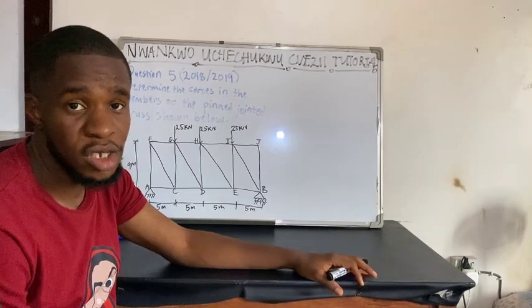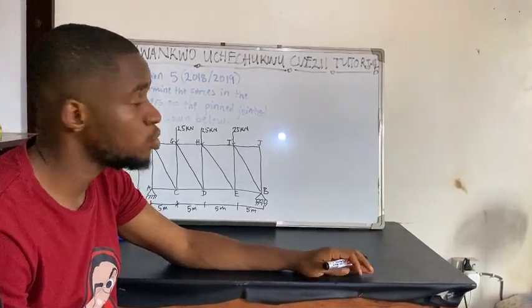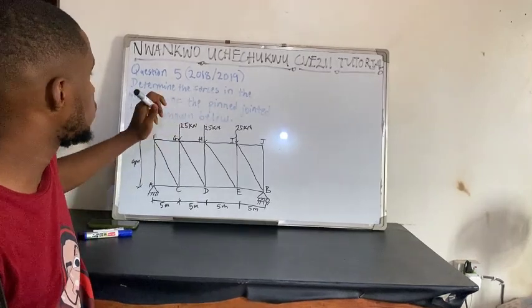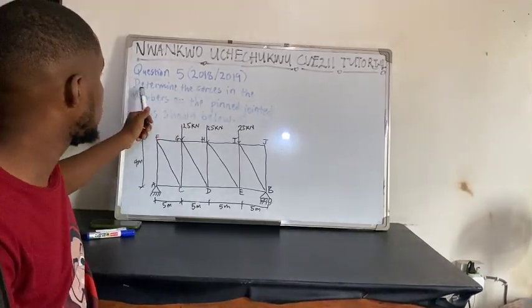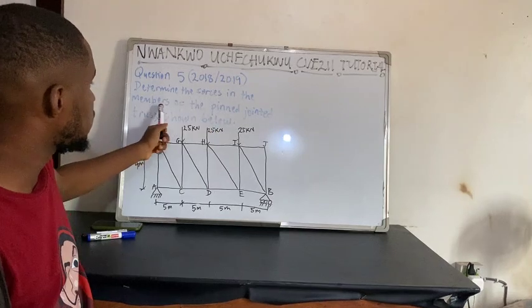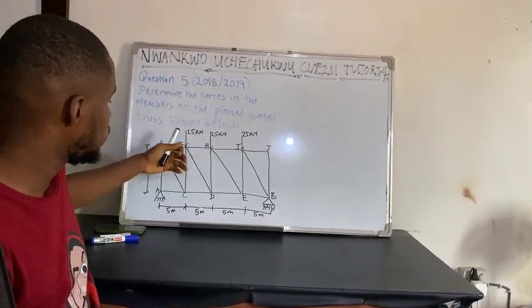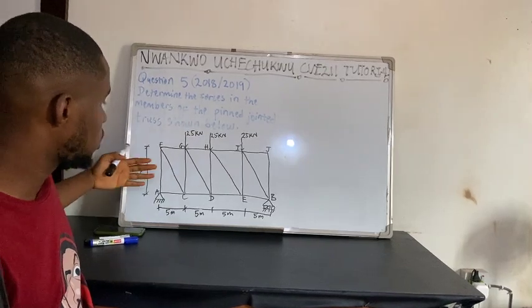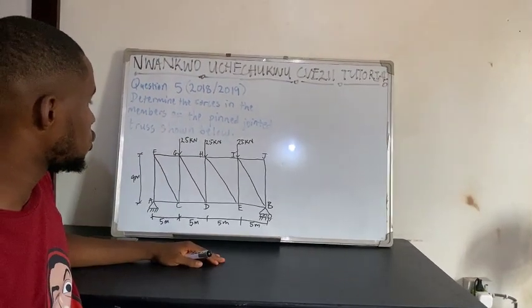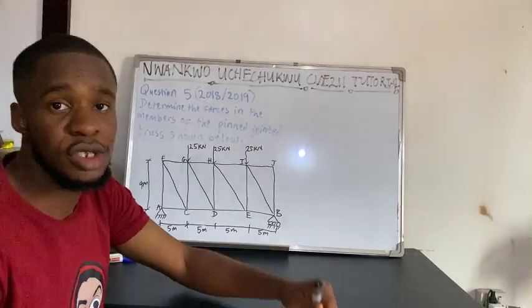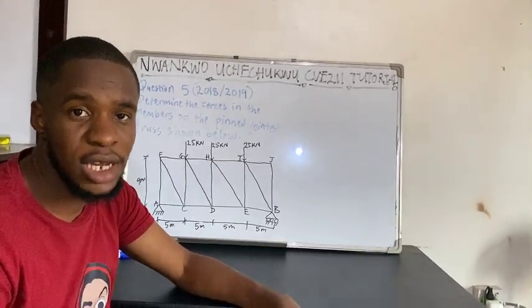And on today's episode we are going to be solving a question from the 2018/2019 examination. Determine the forces in the members of the pin jointed truss shown below. So this is the pin jointed truss, and we are going to be analyzing this truss. I welcome you guys as we go on this ride.